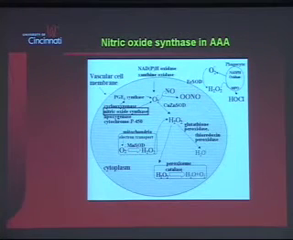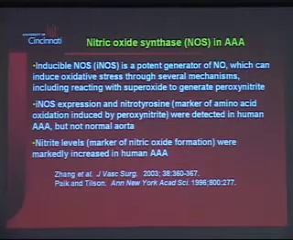Now I want to talk a little bit about nitric oxide synthase. Of course, the inducible form, the iNOS, is important in a lot of inflammatory processes, and as I said earlier, this generates large quantities of nitric oxide. It can also become uncoupled from its substrates and generate superoxide, which together can form peroxynitrite, and it's a very powerful nitrosylating species. There's evidence that iNOS expression and nitrotyrosine, which is a marker of amino acid oxidation induced by peroxynitrite, have been detected in human aneurysms, but not in normal aorta.